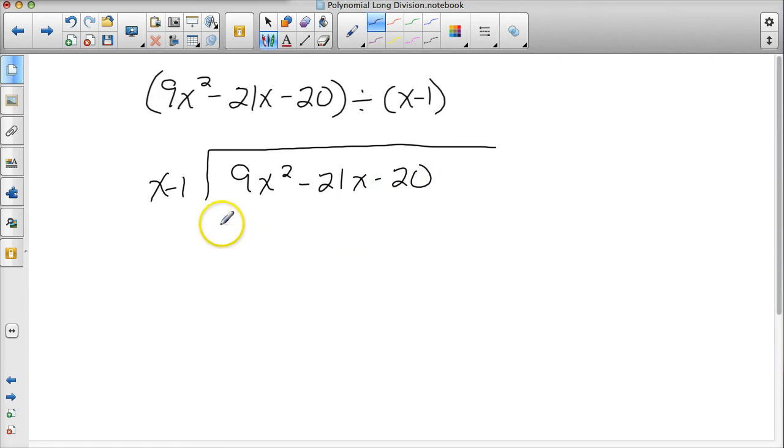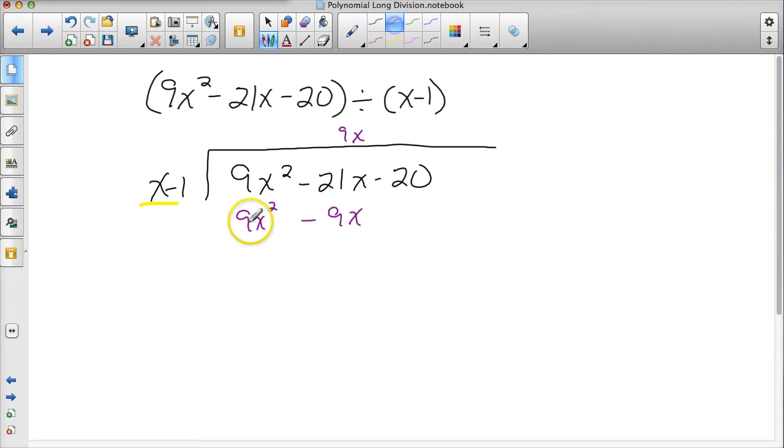So now, remember what we do. We ask ourselves, what do we multiply x times to get 9x squared? Did you say you multiply by 9x? You would be right. So we write 9x in our quotient spot. And now we multiply 9x times our divisor. So that means we multiply 9x times x, and you get 9x squared. And we multiply 9x times negative 1, which gives us negative 9x.